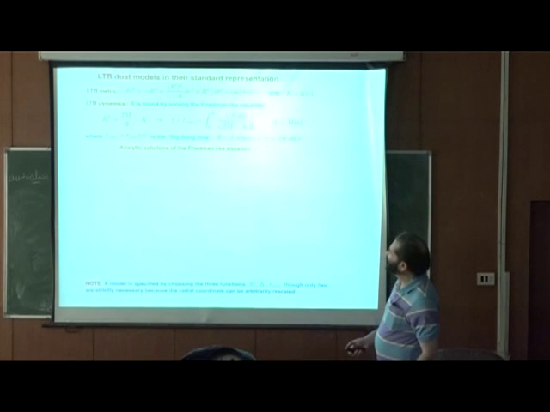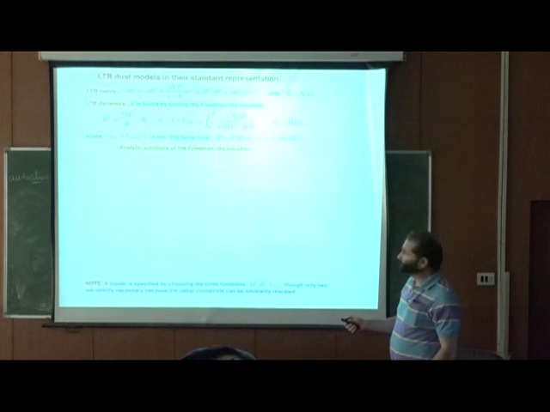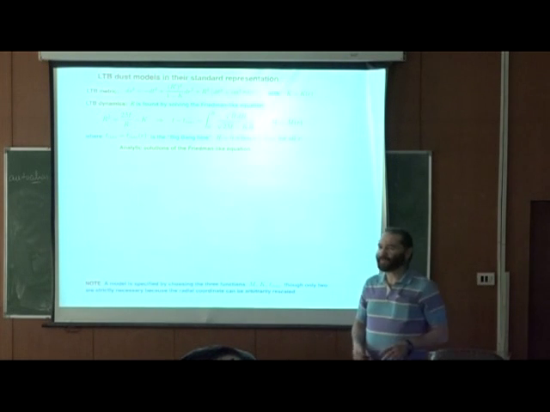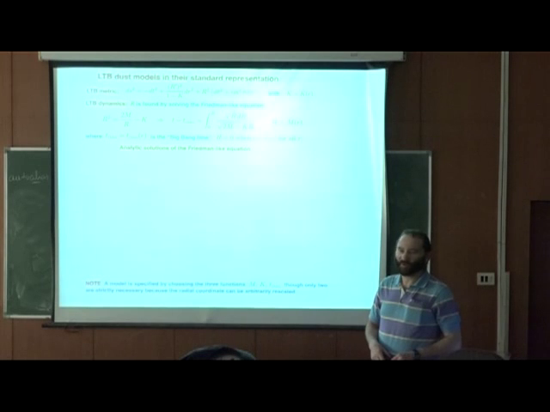Analytic solutions of the Friedman-like equation. I'm going to call this Friedman-like equation because it looks like a Friedman equation. Remember the Friedman equation we had here, A dot, here we had a density, here we had A, and here we had a constant curvature. Do you remember the Friedman equation for FLRW models?